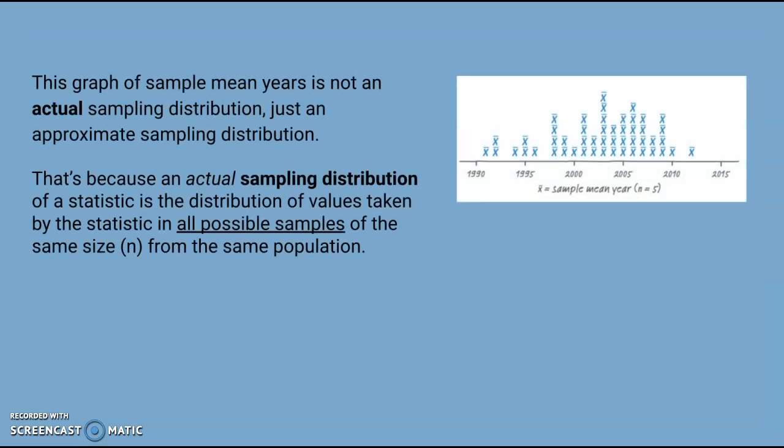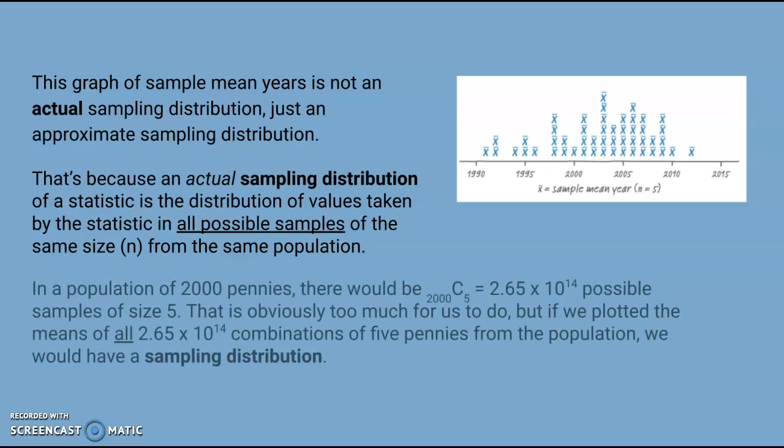The graph that we're looking at is not an actual sampling distribution, but it is an approximation of a sampling distribution. An actual sampling distribution of a statistic is the distribution of values taken on by the statistic in all possible samples of the same size from the population. In this case, that size is 5. If there were 2,000 pennies in that bowl, then there would be 2,000 C5, or approximately 2.65 times 10 to the 14th possible samples of size 5.